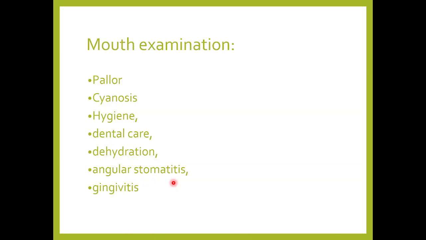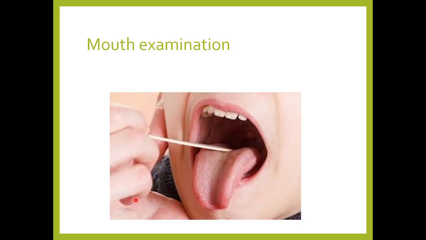Yes, the mouth examination. After the eyes, the mouth is examined for pallor, cyanosis, mouth hygiene, dental care, and whether there are caries or not. The hydration status: is the patient well hydrated, mildly dehydrated, or severely dehydrated? We also look for angular stomatitis, which usually occurs in the corners of the mouth because of iron deficiency, and gingivitis. Okay, this is the mouth examination, let's practice on this case.